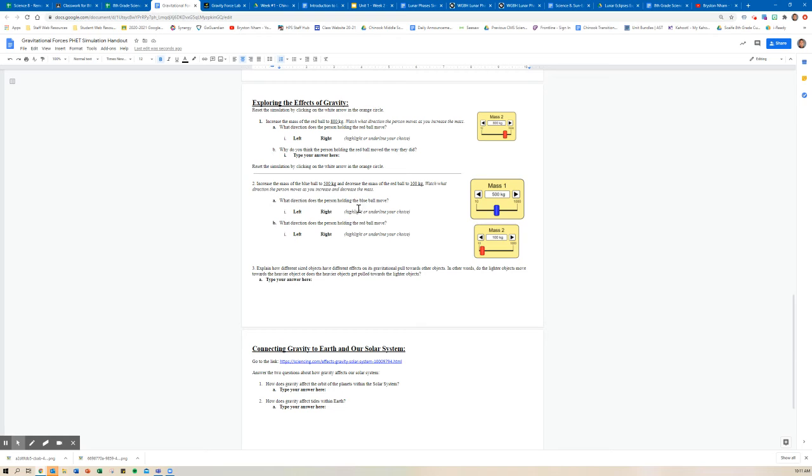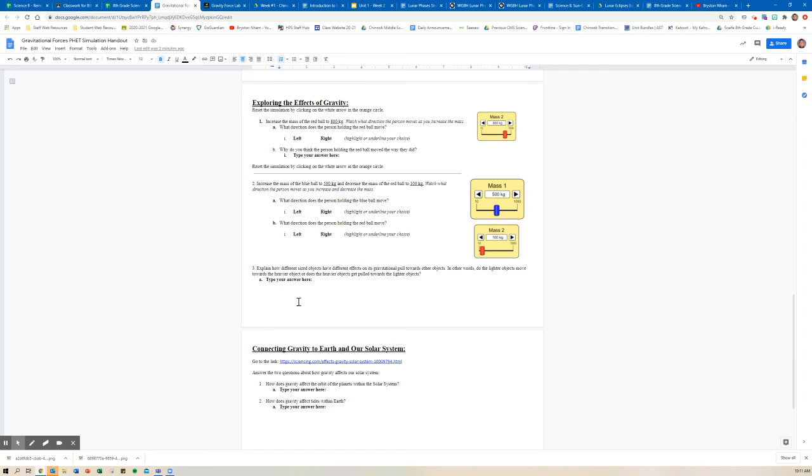Which direction the person holding the blue, I'm sorry, up here, oops. What direction does the person holding the red ball move? You highlight your answer there. Why do you think that happened? You're going to type your answer here, reset it again, go through the exact same situation here, and answer those questions, but make sure you are manipulating it the correct way based on these images.